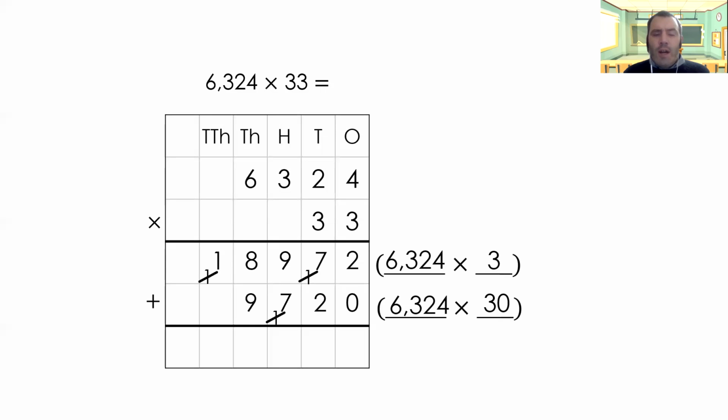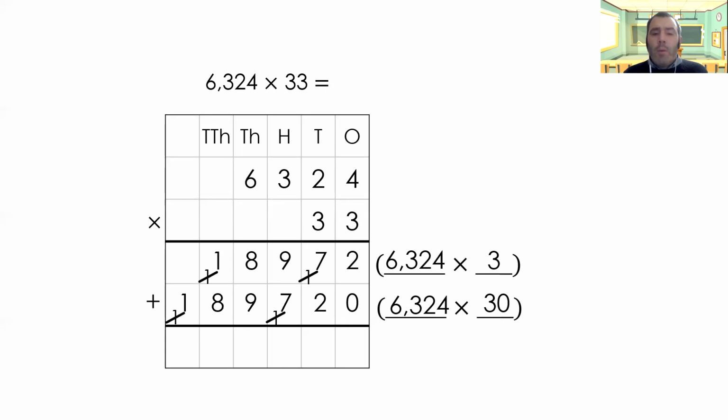3 times 3 for 9. 3 times 6 is 18, so I've got 1 to exchange up. 8 goes in the tens of thousands column. There's nothing in my hundreds of thousands column, so I can't multiply 3 by anything, which gives me nothing. So as we know, 3 times 0 is 0. Add the 1, there we go. And again, making sure I've crossed it out. So now I've got my calculations complete.